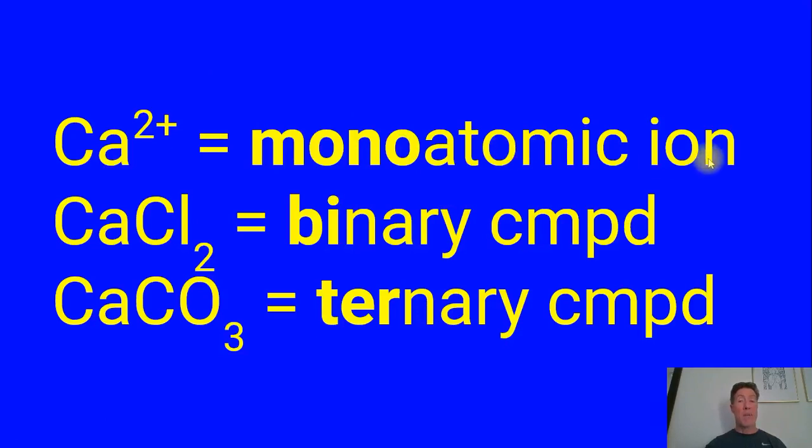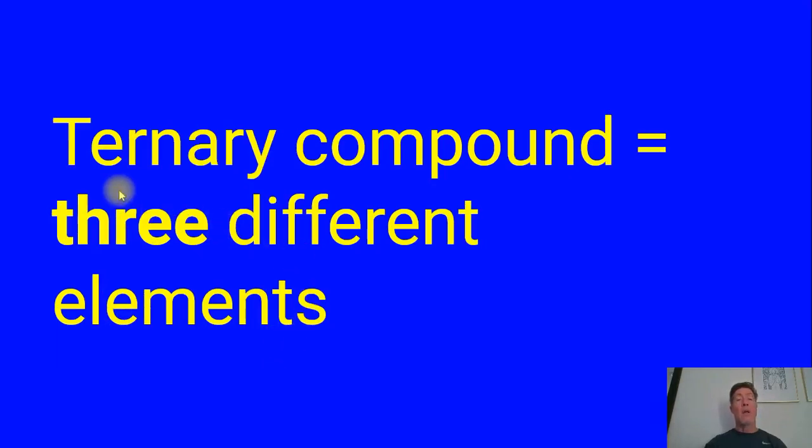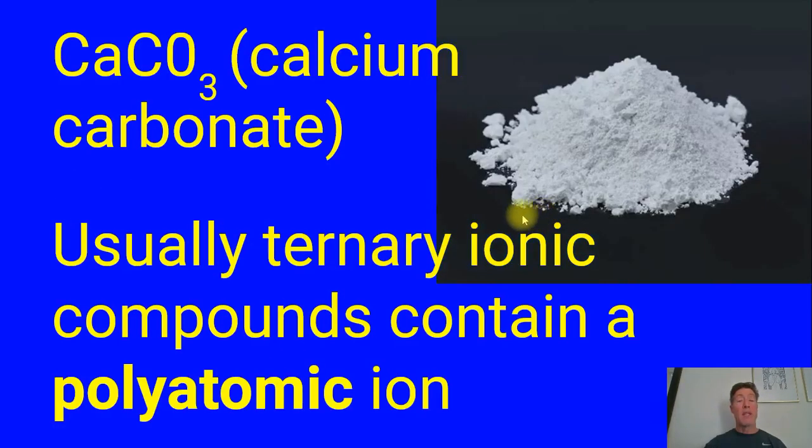Calcium, for example, is a monoatomic ion with a +2 charge. When it combines with chloride, it forms a binary compound. And here is calcium forming a bond with two other atoms, so that we have three different types of atoms. This is a ternary compound. A ternary compound. Well, that means three different elements. And here's the giveaway. Usually a ternary ionic compound contains a polyatomic ion. In this case, it's our carbonate.